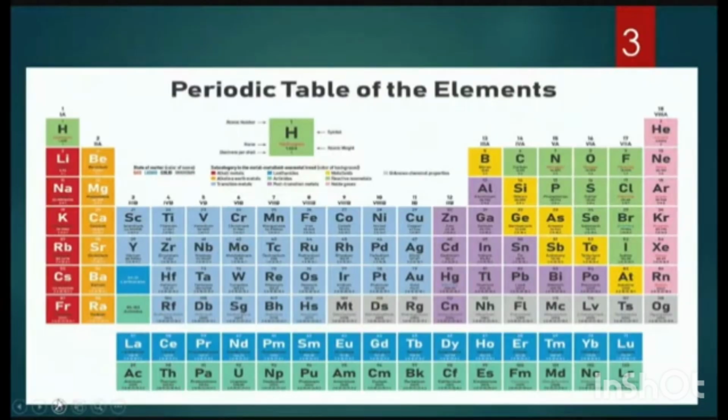and the elements belonging to groups 13 to 18 are called the P block elements. Then come the D block elements. The elements belonging to groups 3 to 12 are collectively known as D block elements. And here we have the F block elements, which has two series: the lanthanide series and the actinide series. The lanthanide series starts from lanthanum and ends with lutetium, whereas the actinide series starts with actinium and ends with lawrencium.